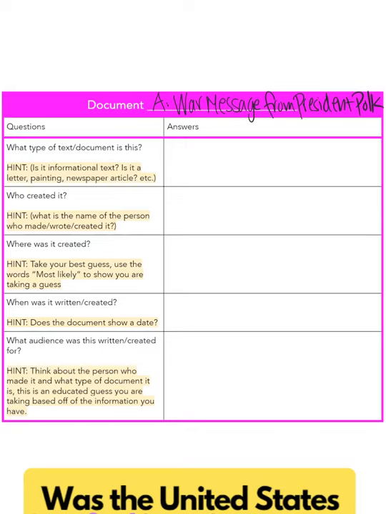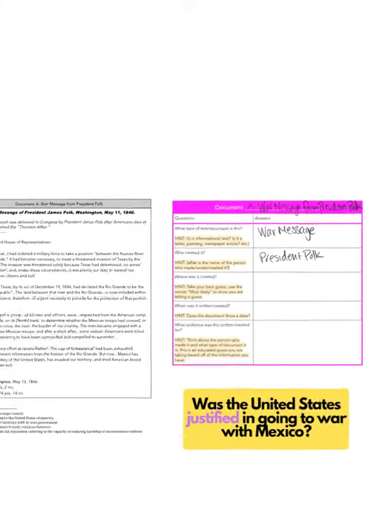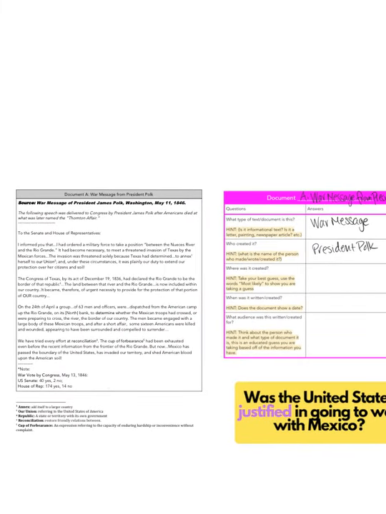The first question asks, what type of document is this? I can find that information in the title and in the source. This is a war message. Question 2 asks who created it. We're in luck again. It gives us the name right here in the title. President James Polk gave this war message. Question 3 asks where this document was created. We're in luck again because it tells us right in the source at the top too, Washington.